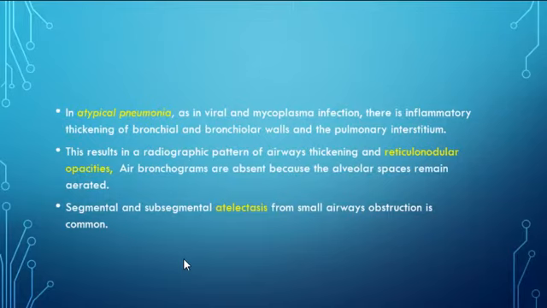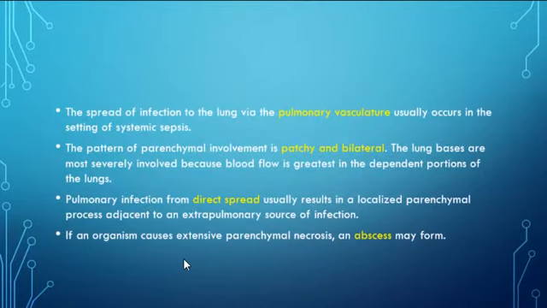In atypical pneumonia, as in viral and mycoplasma infection, there is inflammatory thickening of bronchial and bronchiolar walls and the pulmonary interstitium. This results in a radiographic pattern of reticulonodular opacities. Air bronchograms are absent because the alveolar spaces remain aerated. Segmental and subsegmental atelectasis from small airways obstruction is common. This was the talk about the tracheobronchial tree.